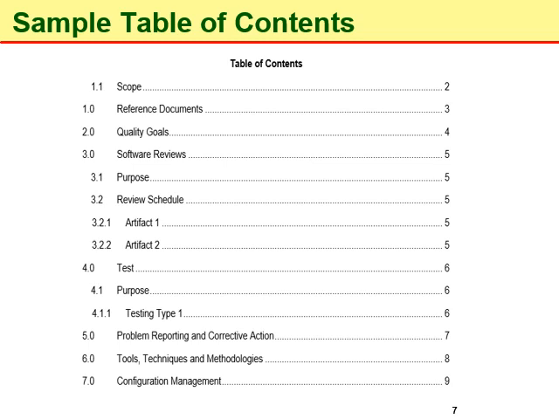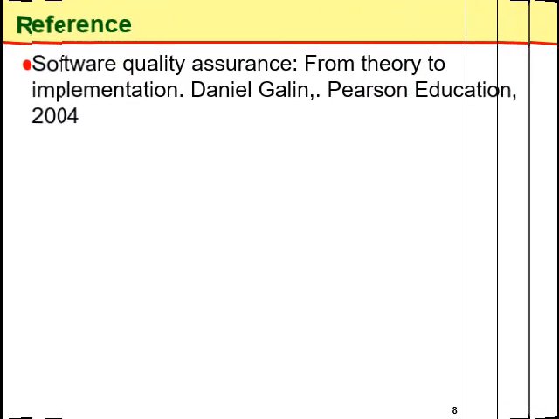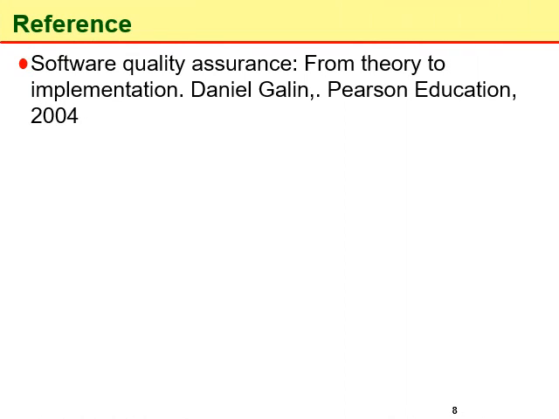In the next video, we will discuss the importance of quality and development plans for small and internal projects. The material in this video is based on the book titled Software Quality Assurance from Theory to Implementation by Daniel Galin. Thank you.